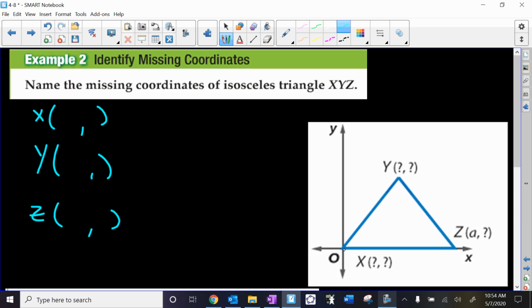X is located at the origin, so its coordinates are going to be 0, 0. Z, let's do that one next. For Z, looks like we go over A units, but then we don't go up any, so it should be A comma 0.